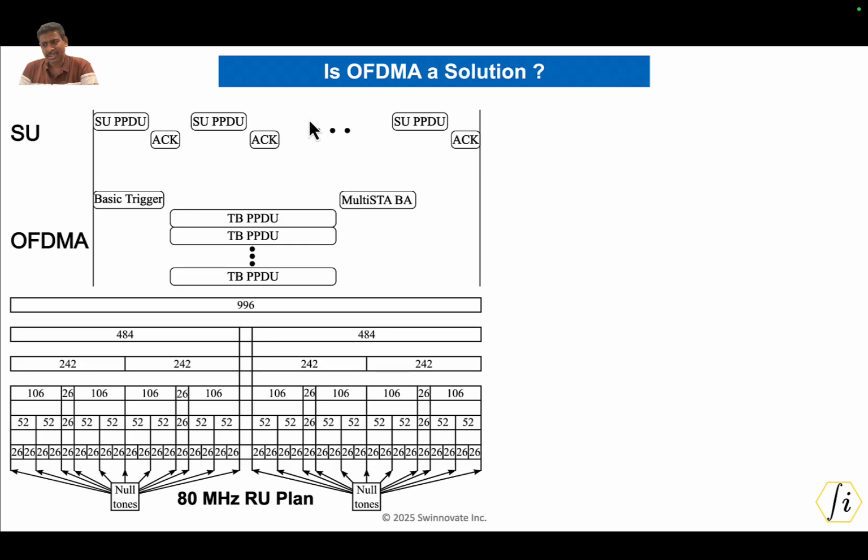So is OFDMA a solution? This was proposed as a solution in Wi-Fi 6, OFDMA. There are other solutions like target wake time as well, but today our focus is OFDMA. So what is the idea here?